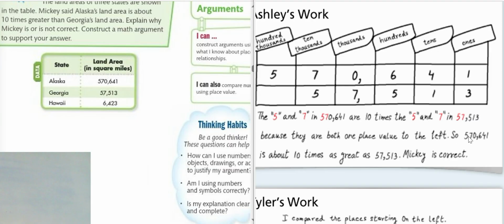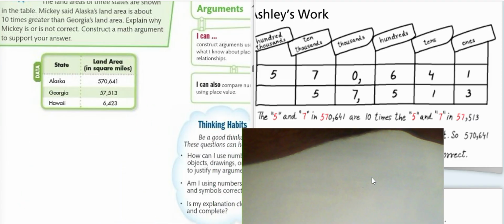It means if we multiply this number by 10, the value of digit 5 in the first and second will be equal. And the value of digit 5 in the first equals 10 times the value of digit 5 in the second number, because this 5 lies in the 100,000 place and 5 here lies in the 10,000 place. So the value of digit 5 in the first number will be 10 times the value of digit 5 in the next number. Okay, understood? Then Mickey is correct. Understood why correct? Okay, I will explain here.